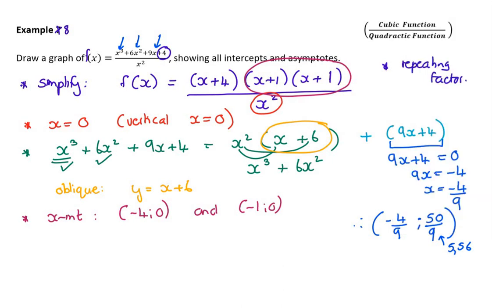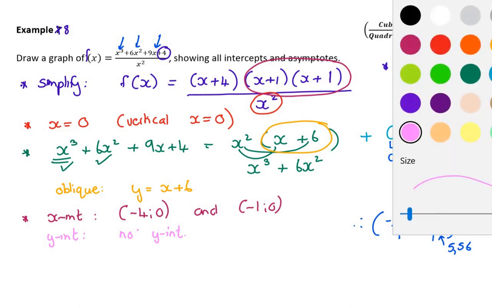So the last thing I need to do is to actually go and find my stationary points. Oh, well, no, I haven't found my y-intercept, so let's pause. My y-intercept would be when x is 0. So, interesting. Can you make x 0? Absolutely not, because it's one of my vertical asymptotes. So basically, scrap that. No y-intercept, because x couldn't be 0.